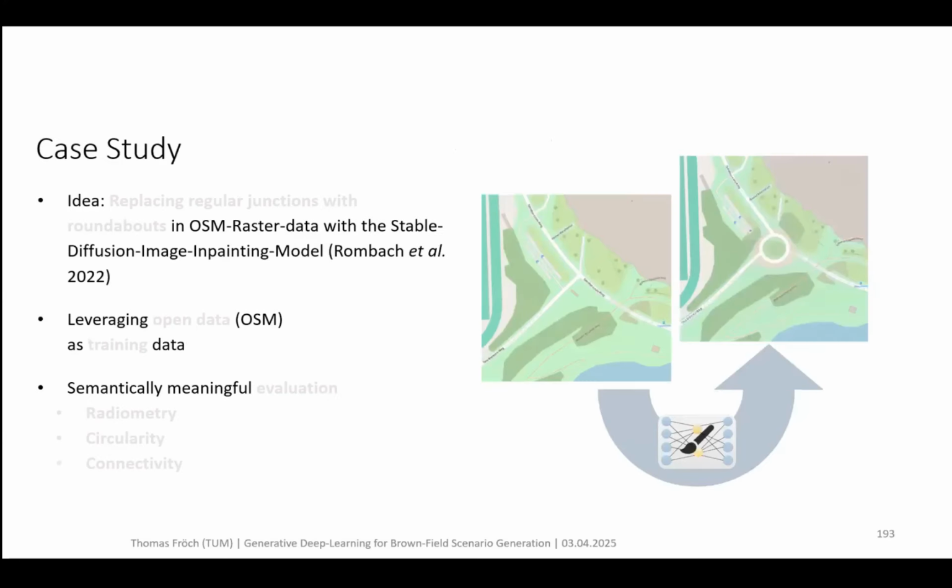And I see I'm very short on time, so I'm going to go over my case study quickly. For the case study, I decided to simply try it on OpenStreetMap data, where I aim to use a stable diffusion image in-painting model to replace regular junctions with roundabouts. That's quite simple, but it shows the concept. I used OpenStreetMap data as training data, and I evaluated the outcomes with some semantically meaningful metrics, namely radiometric properties, circularity, and the connectivity of roads to the newly inserted instance.